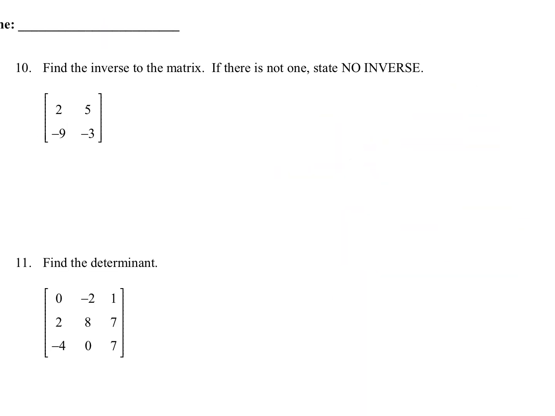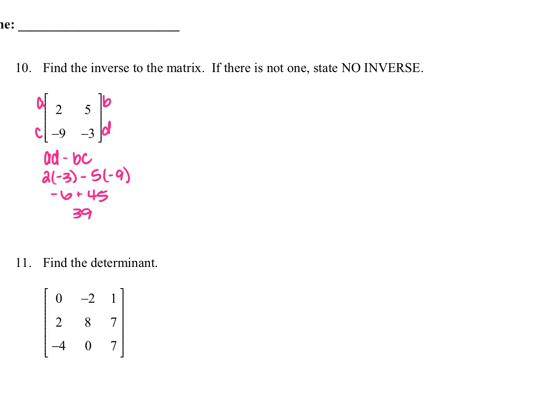This question is number 19 from your review. Again, you're just finding the inverse of this given matrix. So remember, you're going to label this A, B, C, and D, and you're going to do A times D minus B times C. So that's going to give us 2 times negative 3 minus 5 times negative 9. That's negative 6 plus 45, or 45 minus 6, gives us 39.